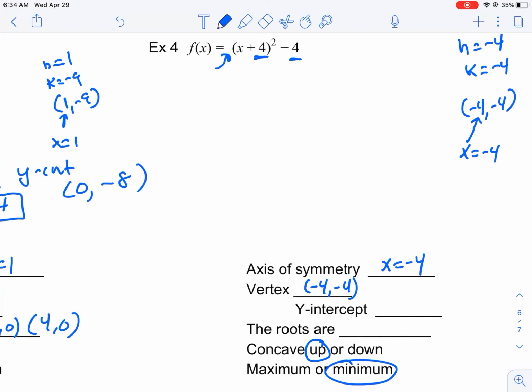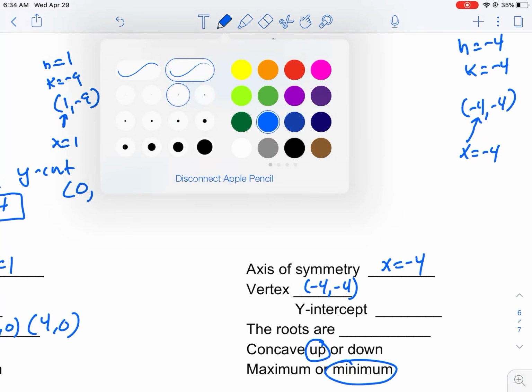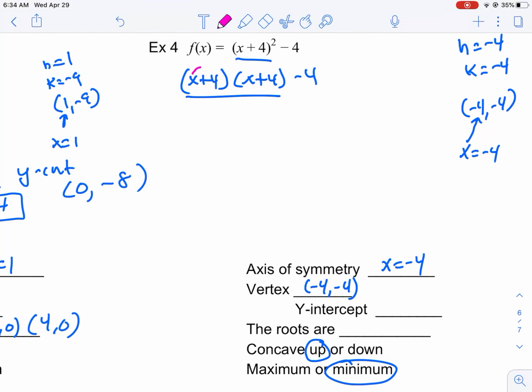4 things we know quickly. And now let's do the work. All right, so now we got to do all our math work. So we're going to multiply this out. (x plus 4)(x plus 4) minus 4. So multiply this out. Now, I'm going to use a different color to show it again. X times x is x squared. X times 4 is plus 4x. 4 times x is plus 4x. And 4 times 4 is plus 16. And don't forget that minus 4. So then if I simplify, x squared plus 8x plus 12.